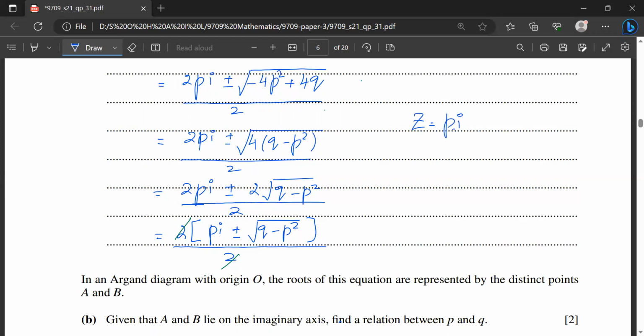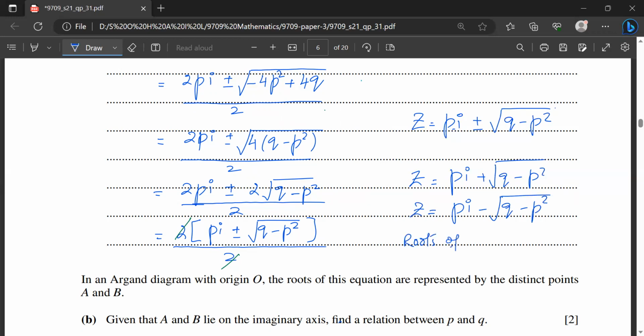p iota plus minus the square root of q minus p squared. Or you may write the roots as z equals p iota plus the square root of q minus p squared, and the other is p iota minus the square root of q minus p squared. These are the two roots of the given equation.